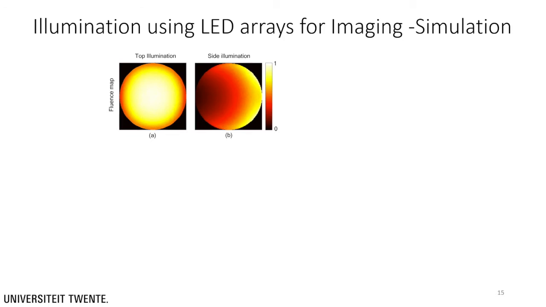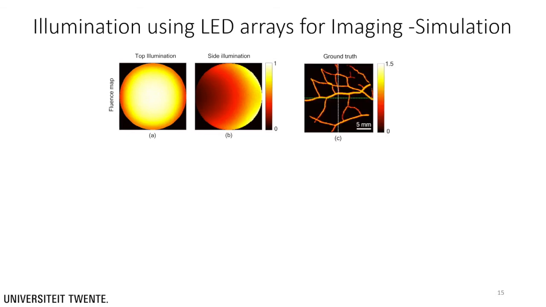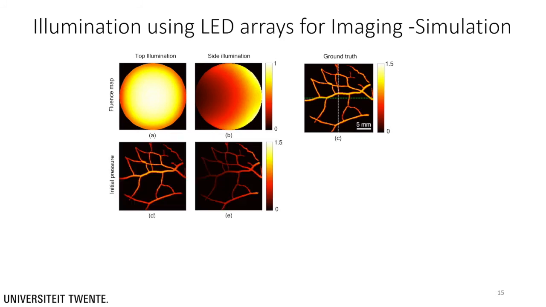These are the fluence maps from top and side illumination. The 1/e depth gives an indication about the achievable penetration depth. A vascular phantom was developed from the digital retinal images for vessel extraction database, the DRIVE database. These are the initial pressures for a single illumination position obtained by multiplying normalized fluences and ground truth for both the top and the side illumination.